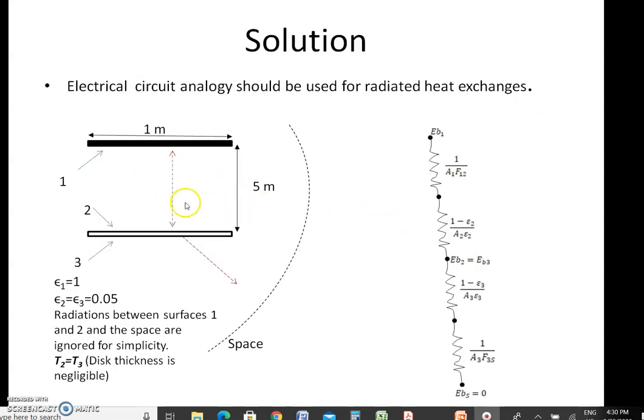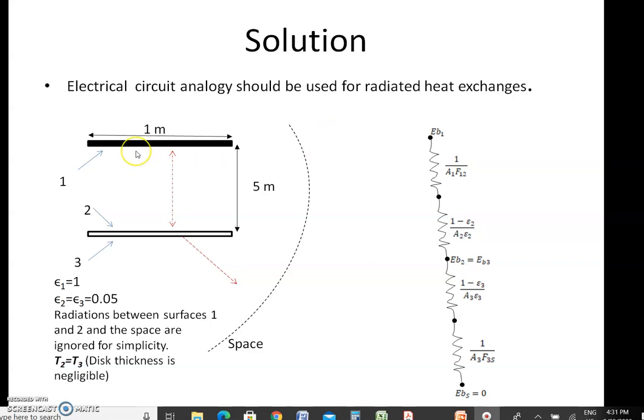In this slide, I'm presenting the geometry of the problem, and please note that this geometry is not to scale, because the distance between the disks is 5 meters and should be way larger than this, but I think it's good for our problem. I represent space by this dotted line. I'm going to use the electric circuit analogy to solve this problem, and if you don't know about this technique, please search for it on YouTube or go to heat transfer books.